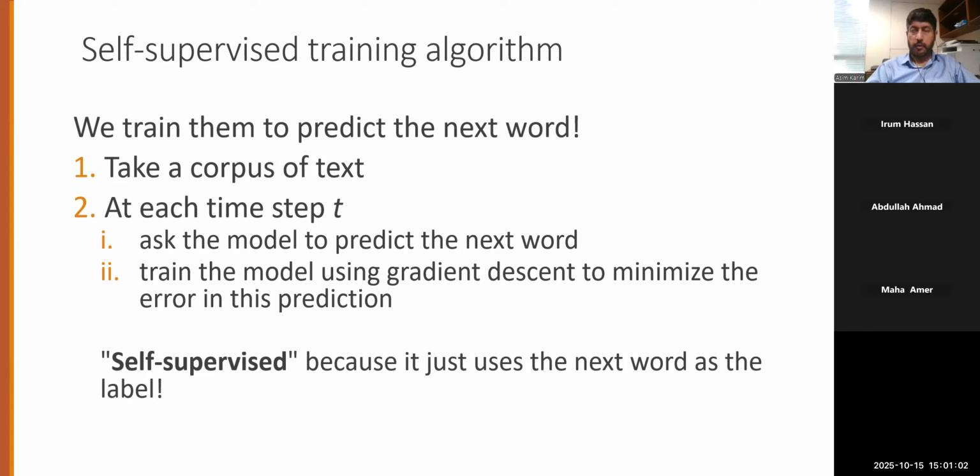ठीक है. So we are giving the input text, we're giving also the correct next text word, and then using gradient descent and backpropagation to update the model.